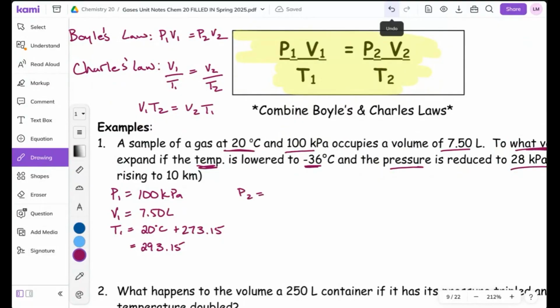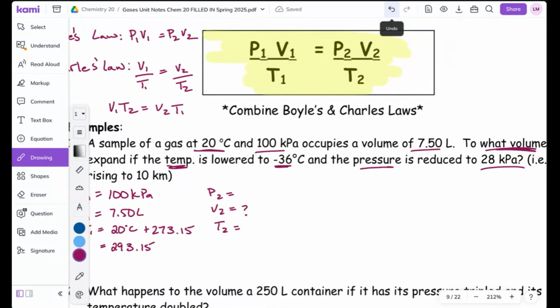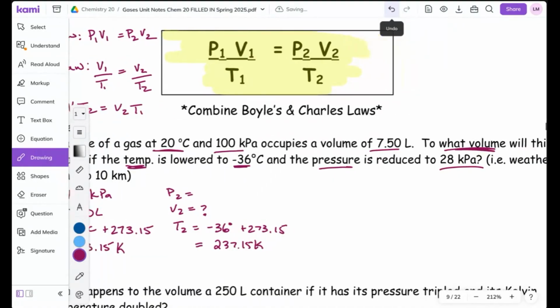So P2, V2, T2. We don't know the volume, but we know that the temperature is negative 36 degrees. Add 273.15 to that, and that's going to give us 237.15 Kelvin. And then for pressure, it was 28 kilopascals.